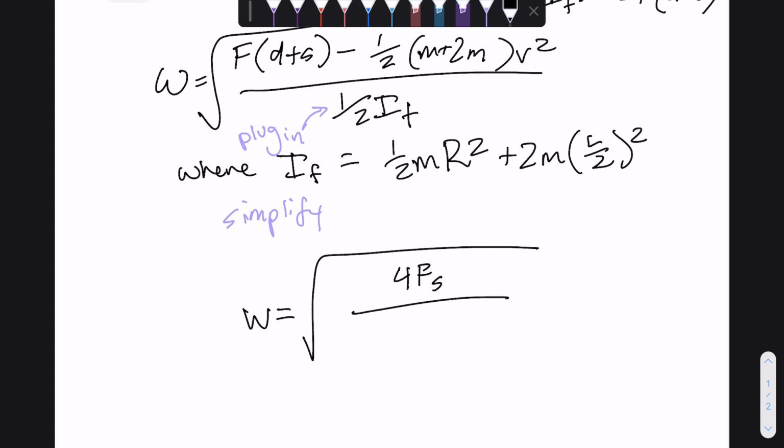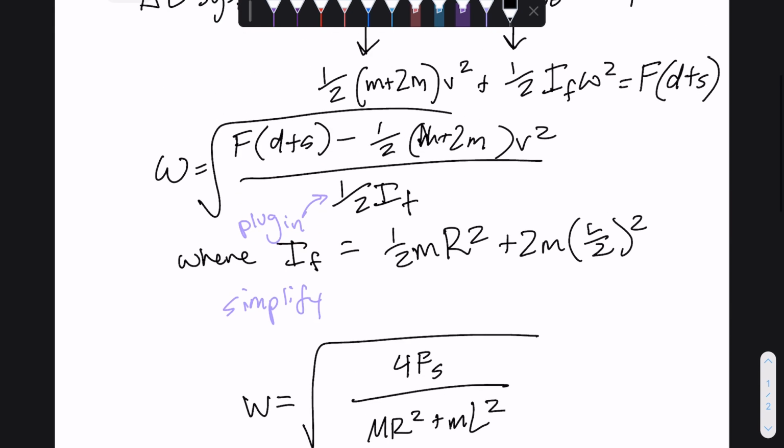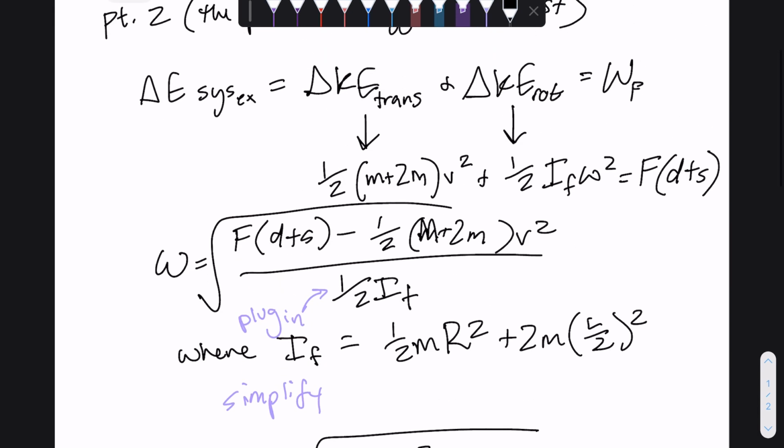After this, I did end up simplifying that into the final answer for omega, which is the square root of 4s over (big M r squared plus little m L squared). And that is our final answer.